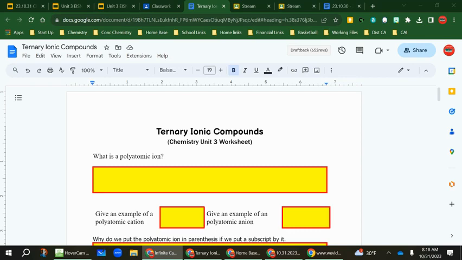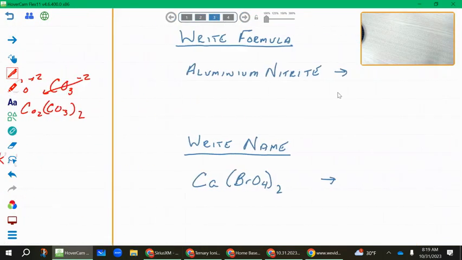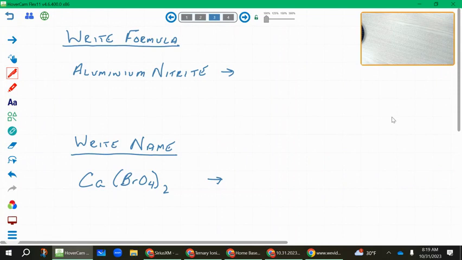All right, ladies and gentlemen, here we go. All right, write a formula for aluminum nitrite. Write a formula for aluminum nitrite and name the compound at the bottom, please.